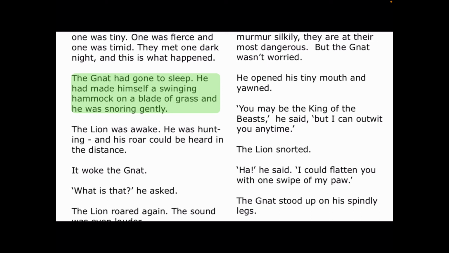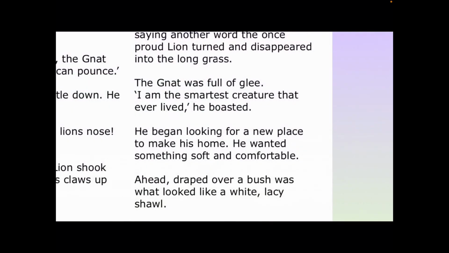So this is the first time we hear about the gnat, and he is already asleep. He's also in a hammock, swinging gently, so we know that he knows how to make beds very skillfully. So he must enjoy his sleep, because the first time we meet him, he is asleep. He is swinging in a hammock that he has made all by himself. So clearly he enjoys his sleep. Let's have a look at some more clues.